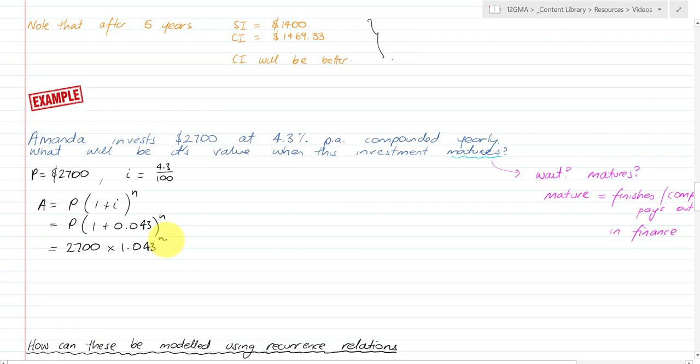Now, if we wanted to know what it was worth when it matured after, say, 10 years, then the amount after 10 years, A10, would be 2,700 times 1.043 to the power of 10. And that would be equal to $4,113.46. So you could work it out for a particular year as well. But if it doesn't give a year, then it might be asking you to do it generally, which means you just leave the N on there.